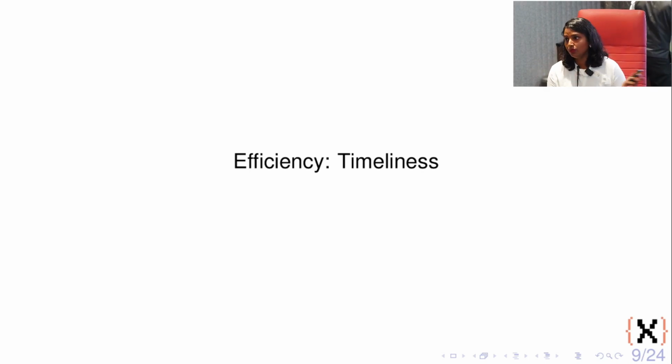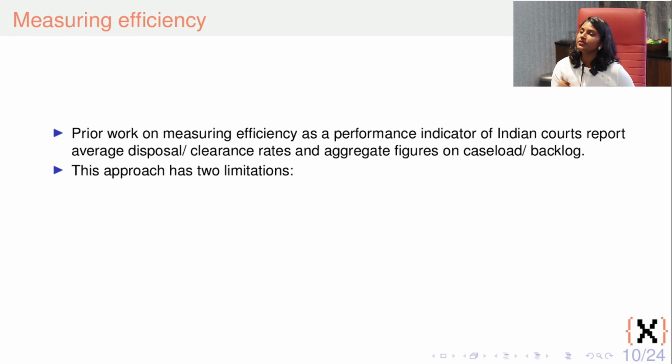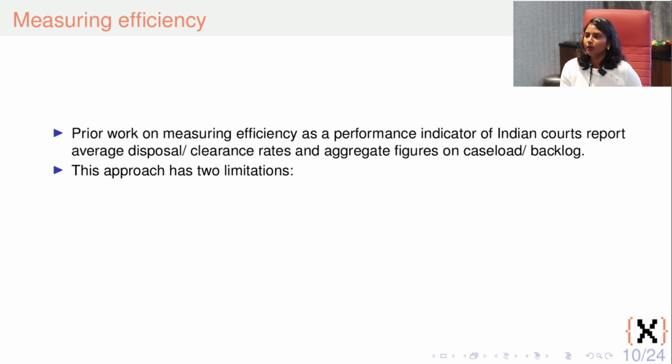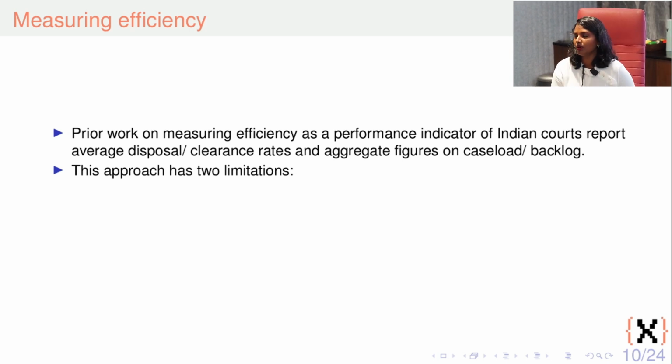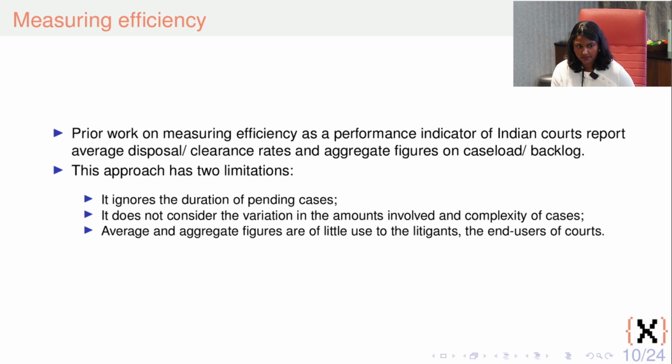Now coming to using this data on our metrics. So the first metric, efficiency. Most of the prior work, at least with respect to Indian courts, that deals with measuring efficiency as a performance indicator, reports the aggregate workload of the court, the pendency of the court, or the disposal rate, the sample mean, etc. But this has two limitations.